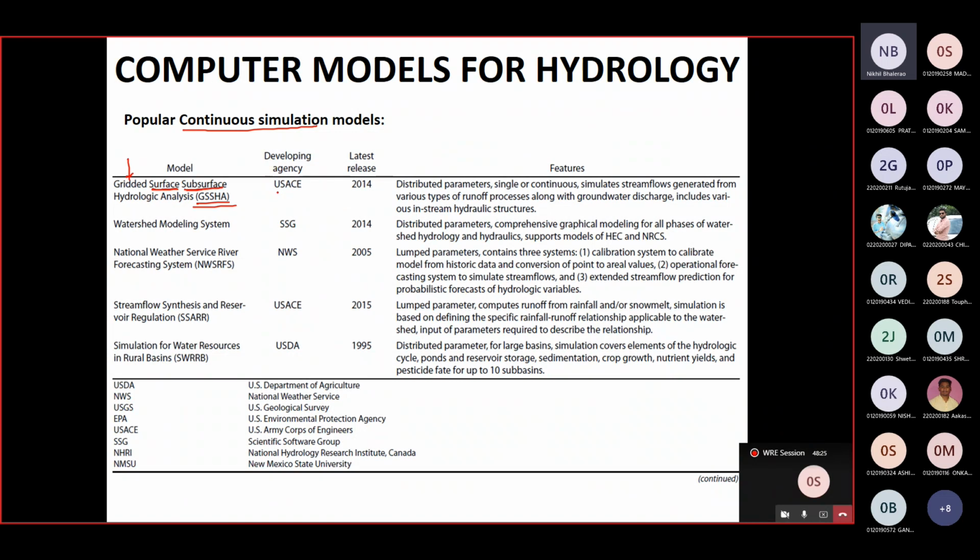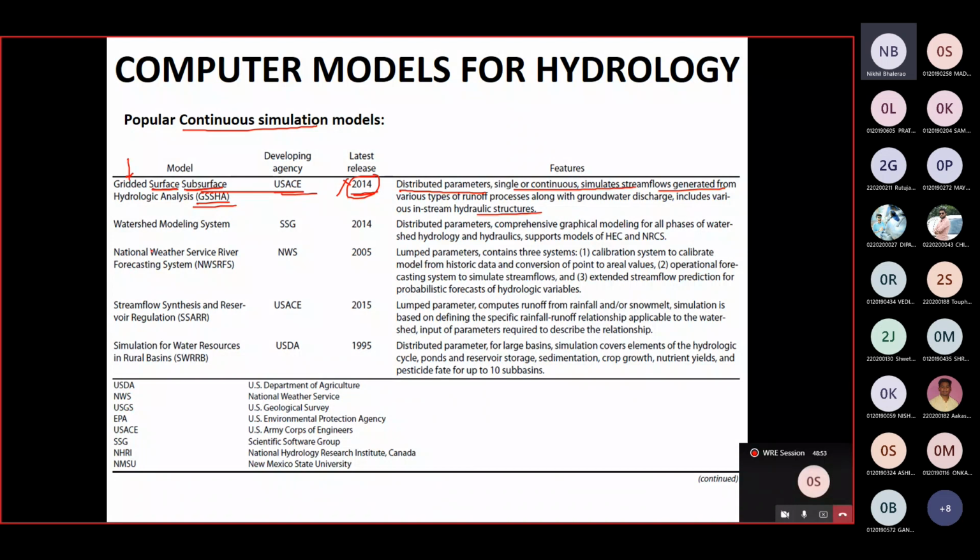So the developing agency is USACE, and this is the latest revision that is released. We are having the recent version in the year of 2019. This is the updated one. Actually, this is old data. So distributed parameters, single and continuous rainfall data sets, and various information can be used by these particular models. So this is about one type of model.